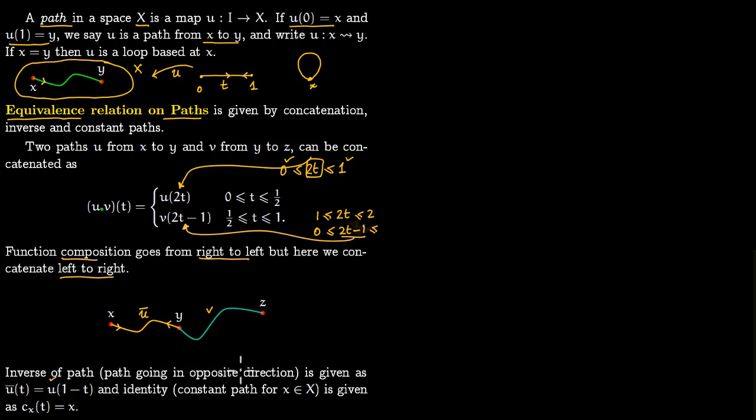And finally we have reflexivity. So path X is connected to itself just via a constant path. As time goes from 0 to 1, you just sit here, you do nothing. You just keep on sitting here for the entire interval. That is just the constant path, which we denote as Cx of t, because no matter what the value of t is, you just keep sitting at this red dot of x.